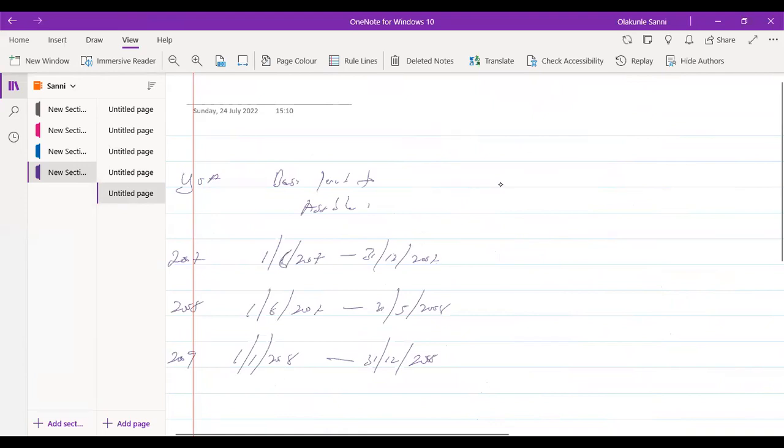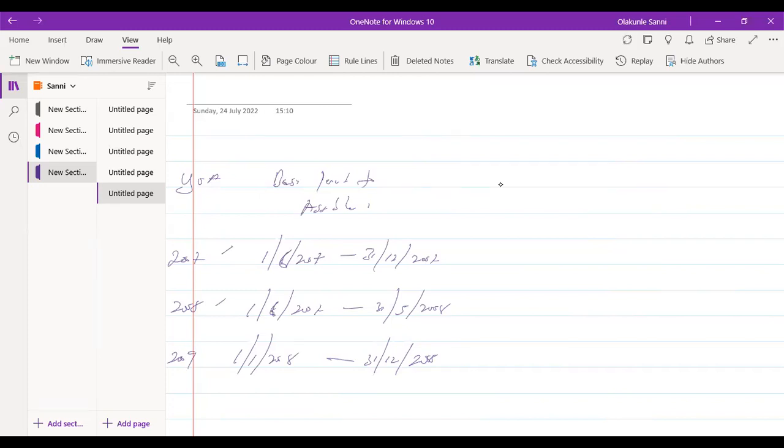I have 1/6/2007, which will also be seen in the 2008 year of assessment. The question is, I cannot charge initial allowance in 2007 and also charge initial allowance in 2008. It has to be charged only once in the lifespan of the asset. So which year will I charge initial allowance?